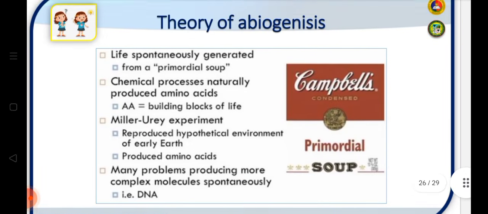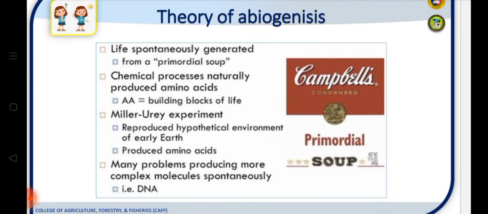Okay, now let's proceed to the theory of abiogenesis. When we say abiogenesis, this refers to the idea that life arose spontaneously from non-living matter through natural chemical processes. In Bisaya, life supposedly came from non-living matter. So the idea that life arose spontaneously from non-living matter through natural chemical processes, we call the theory of abiogenesis. So we have here the primordial soup concept. It is believed that the early Earth's oceans were thought to contain a soup, sabaw, okay?